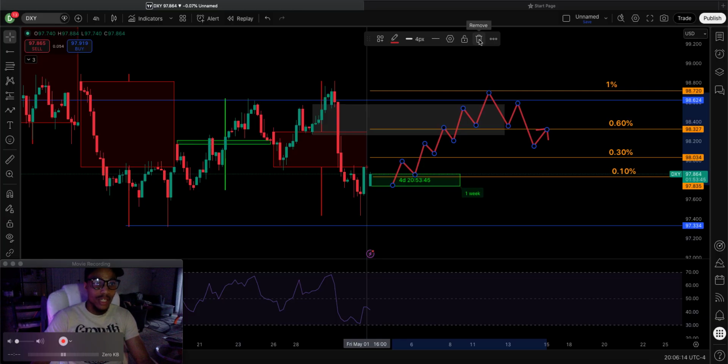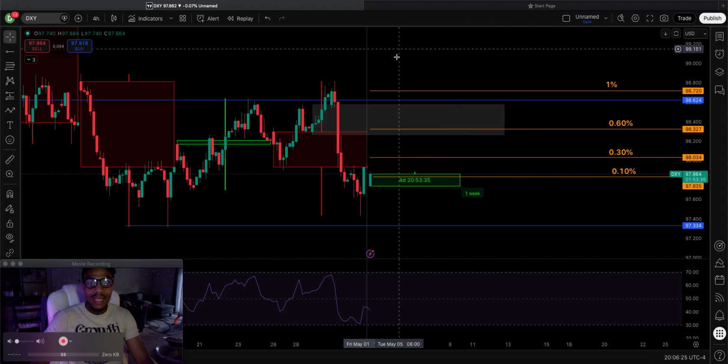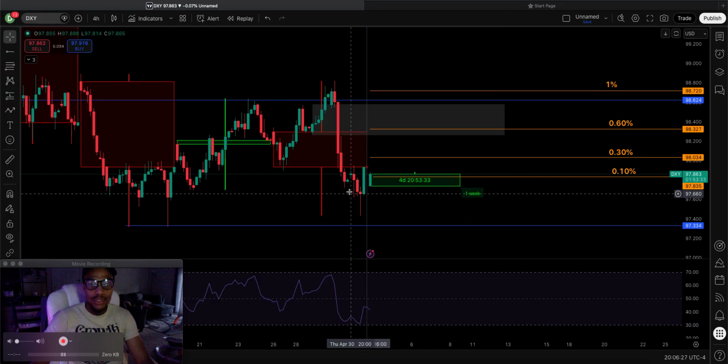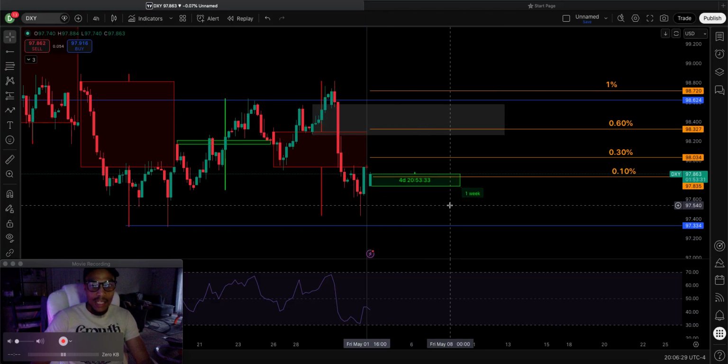But like I said, I don't trade DXY. I look at DXY to get an idea of what yen is doing. So I expect yen to be bullish for this week. So that's kind of what I'm looking at. Now we have a bigger picture of what yen is looking at in different situations.